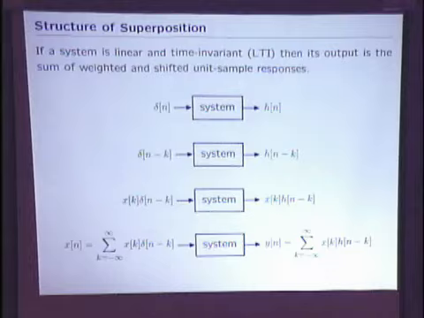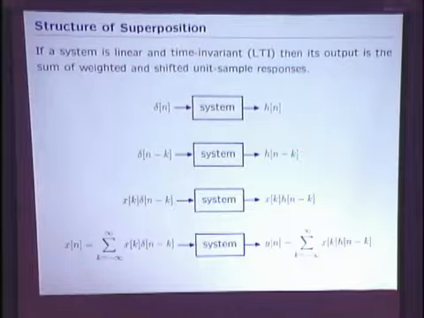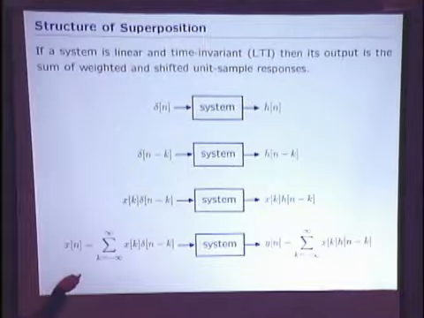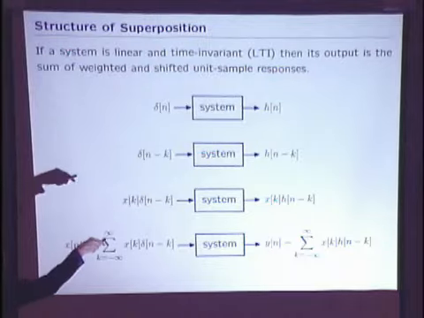And there's a formal way we can think about the way you do that operation. How do you implement this superposition thing? You think about a system as having a unit sample response. This is a unit sample signal. We'll call the unit sample response h of n.